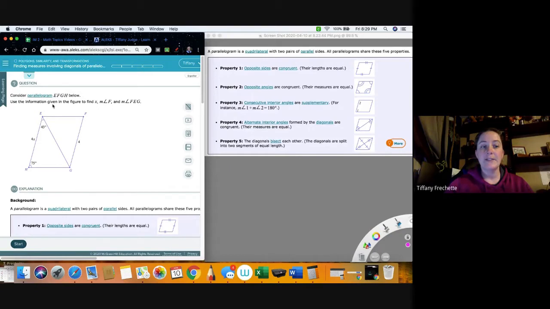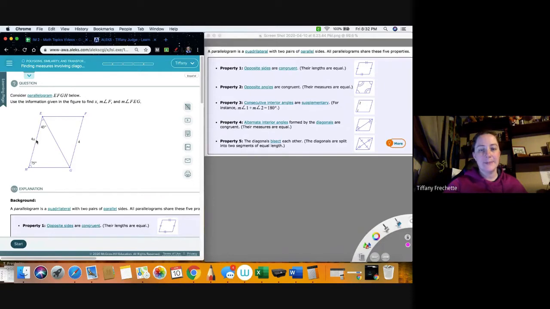So use the given information to find X, the measure of angle F, and the measure of angle FEG. So they actually want three things. So if we want to know X, we just learned that opposite sides are congruent, which means they're the same. So if we go to opposite sides here, we have 4X and 4. Well, what does X need to be to make sure that this side is 4 just like this side? Well, X would have to be 1 because 1 times 4 would give me 4. So we know X is 1.